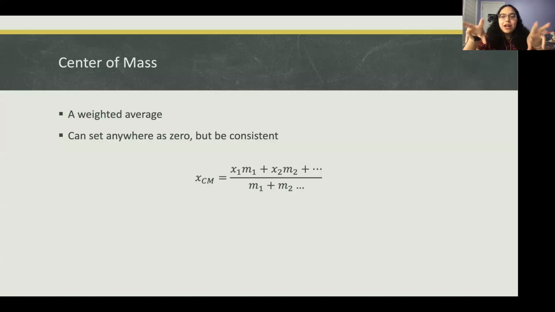You can set anywhere as your zero, in the sense that if you have a bunch of things, you could set the left-hand side as your zero and give everything a positive value relative to it. You can set the center as zero, for example, and then anything to the left of it is negative, so like negative 5 meters and 5 meters. Or you could set the right-hand side as zero and be like negative 5 meters, negative 10 meters. That doesn't really matter, just be consistent on where everything is relative to whatever you're setting as zero.